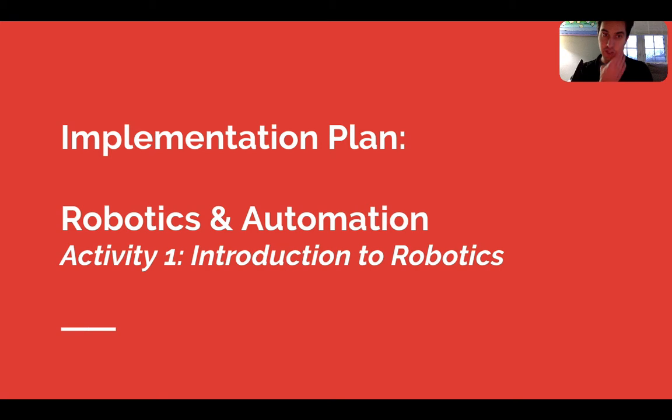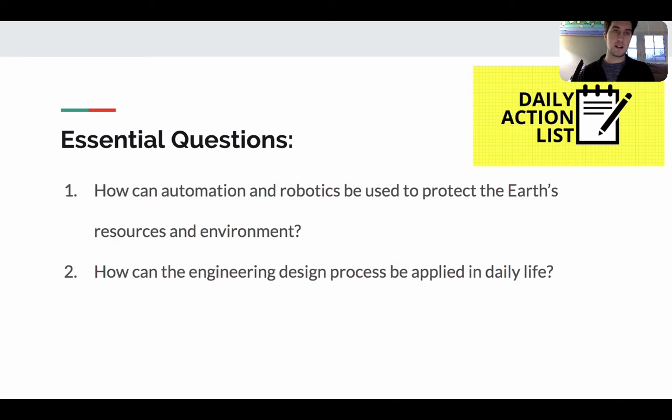Now moving on to my implementation for the first activity. My essential questions are as follows. How can automation and robotics be used to protect the Earth's resources and environments, specifically from radioactive material? And how can the engineering process be applied in daily life? Through this module, students will understand how computers, robotics, scientists, engineering, and mathematics play an important role in both modeling and simulation.